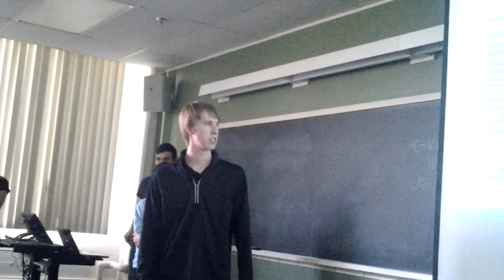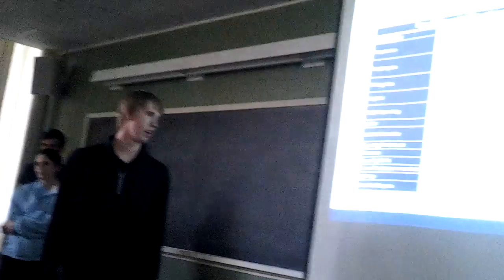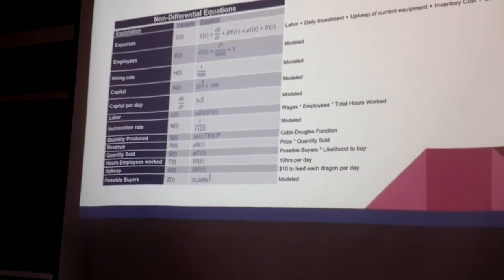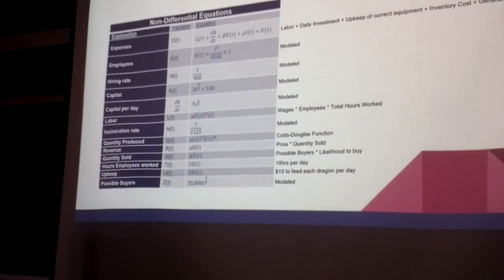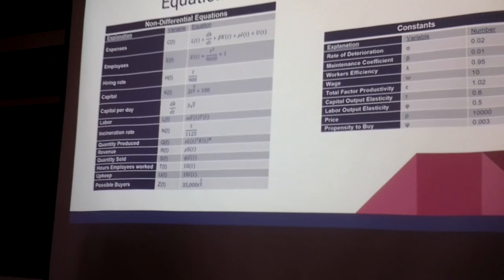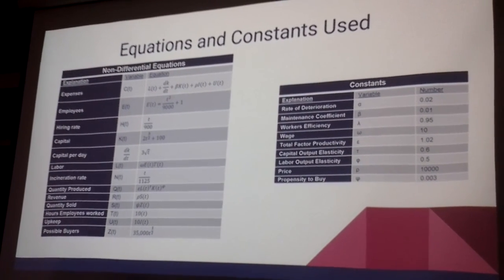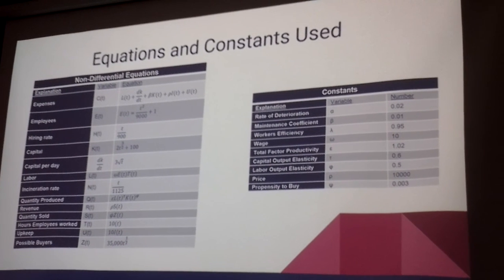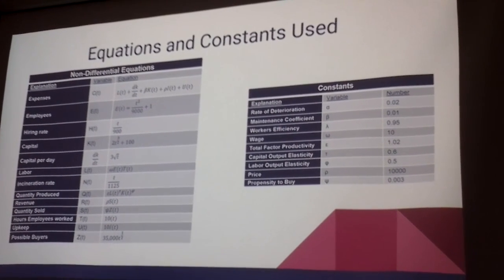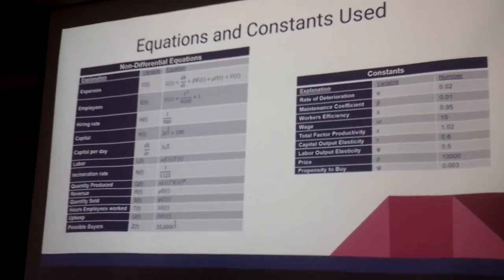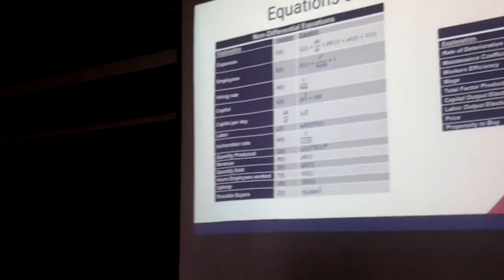And then the hours worked is 10 hours a day per person. And then we're saying it takes $10 to feed and house each dragon for each day, which is our upkeep. And then we just modeled our potential buyers. And then here are some of the constants that we use: the rate of deterioration, our maintenance coefficients, all that sort of stuff was just constants. Some of it we didn't model quite right when we went through and we actually did the math on it. It didn't turn out as expected, but we'll go into that later.